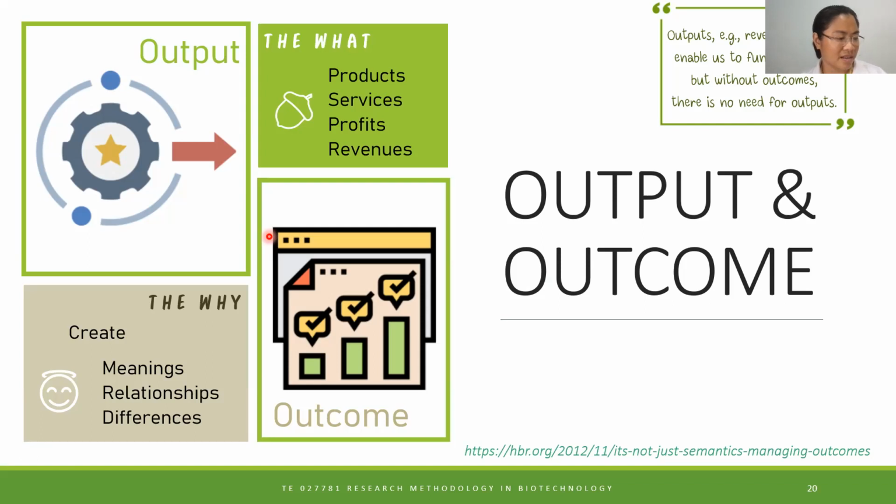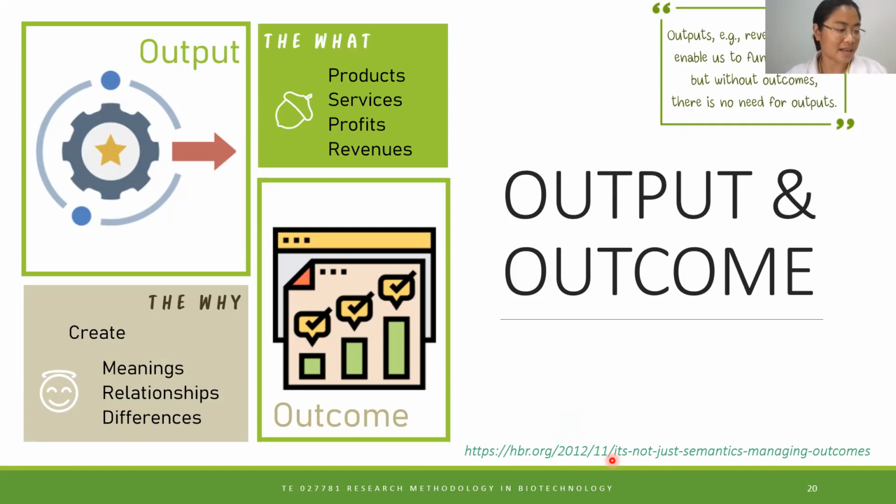Okay. So basically, if you look at the right hand side here, okay, outputs enable us to fund outcomes, but without outcomes, there is no need for output. I got this from this website, and I think it makes a lot of sense. Okay, so outputs enable us to fund outcomes, but without outcome, there's no need for output.